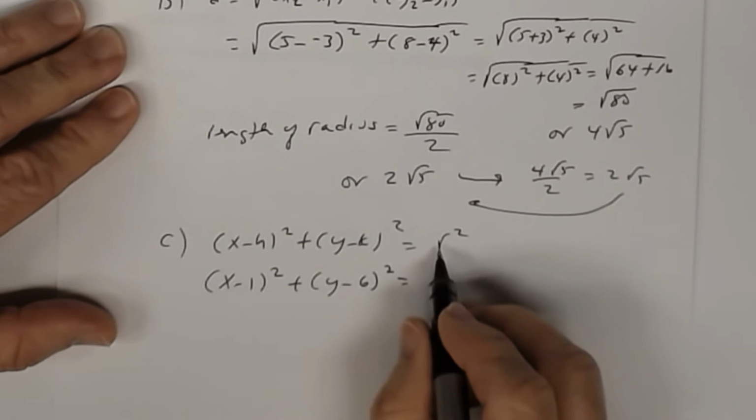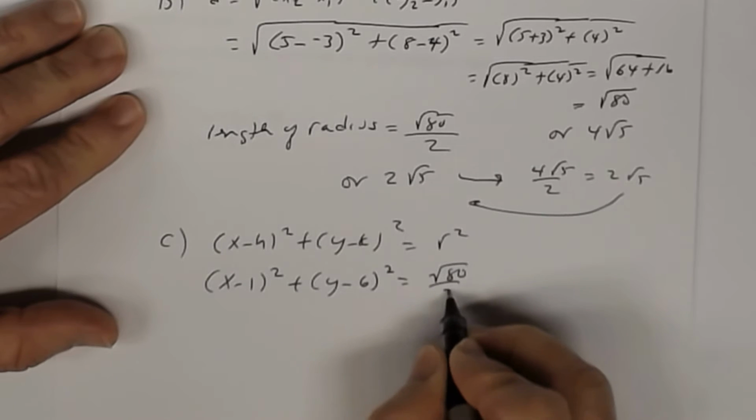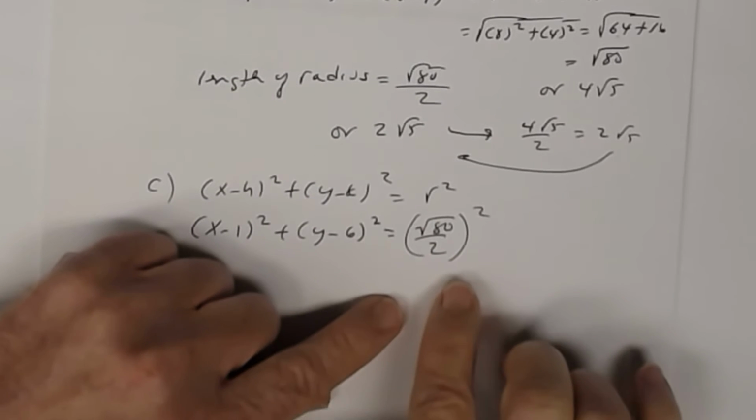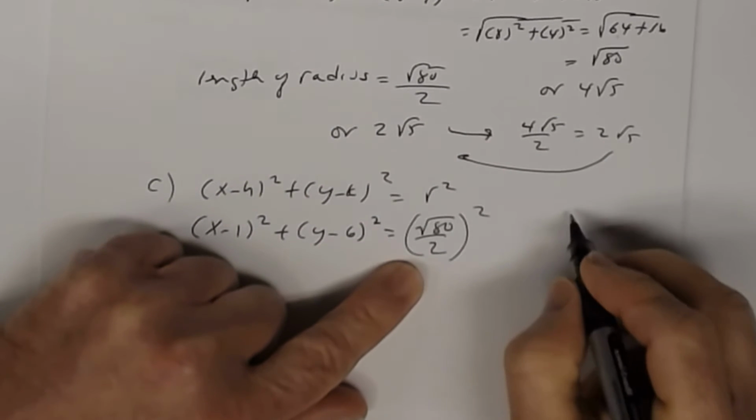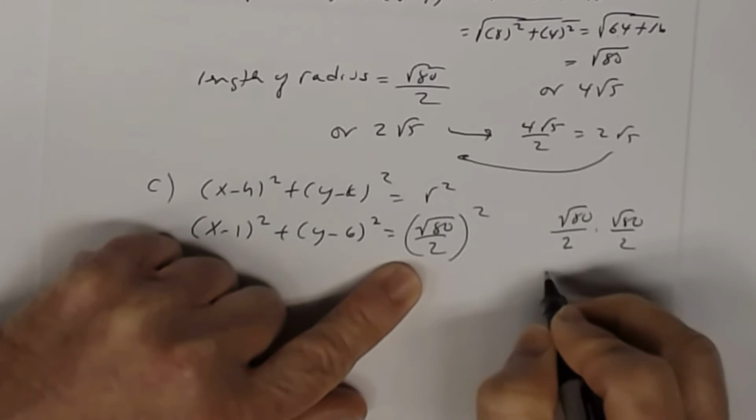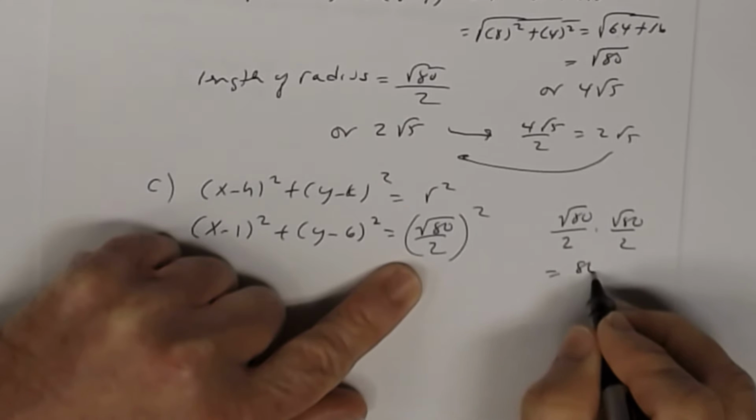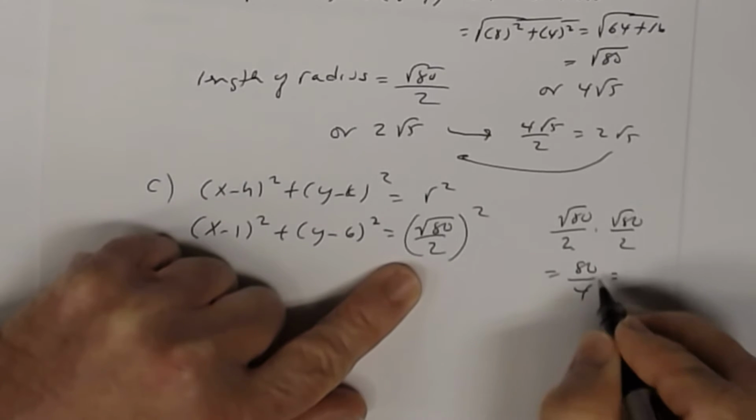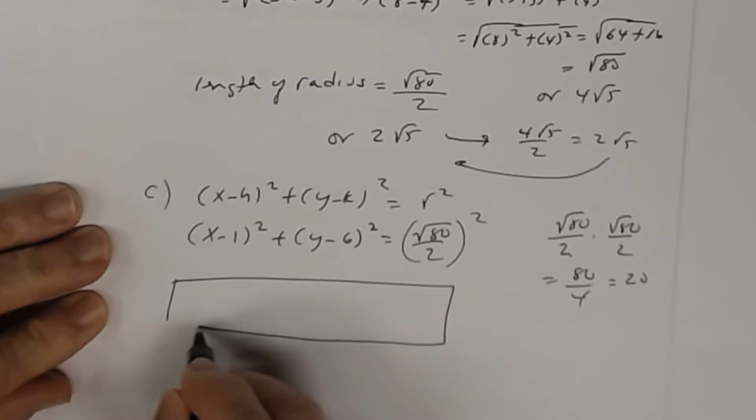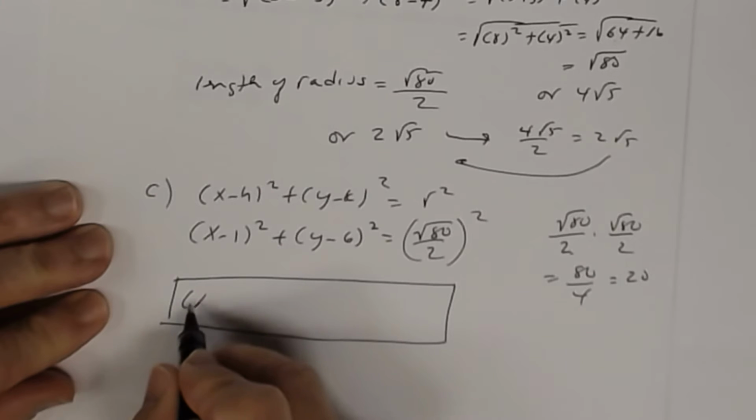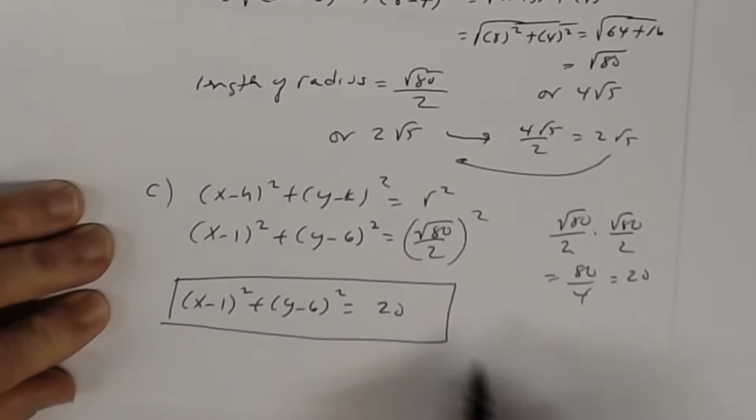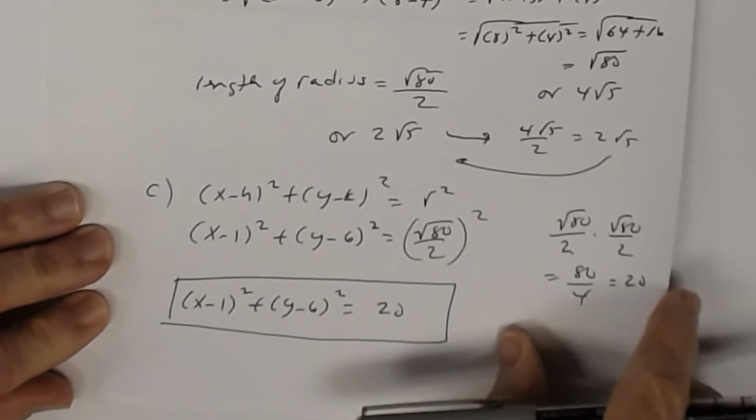So don't forget though, I'm squaring the radius. So the radius is the square root of 80 divided by 2, squared. Now don't leave your answer like this. From experience, you know that you need to simplify this. So on the side, remember the square root of 80 divided by 2 times itself, right? Square root of 80 times square root of 80 is 80. 2 times 2 is 4. And 80 divided by 4 is 20. So the answer that you're going to give for the equation of the circle is x minus 1 squared plus y minus 6 squared equals 20. All right, so that is number 6.